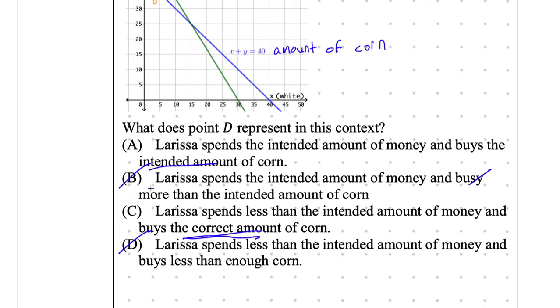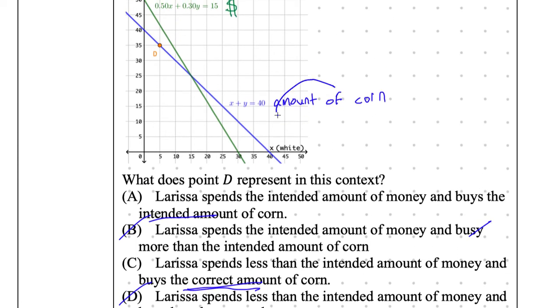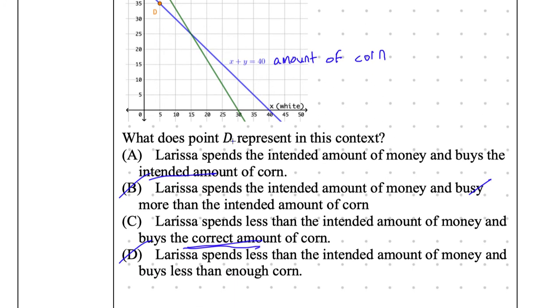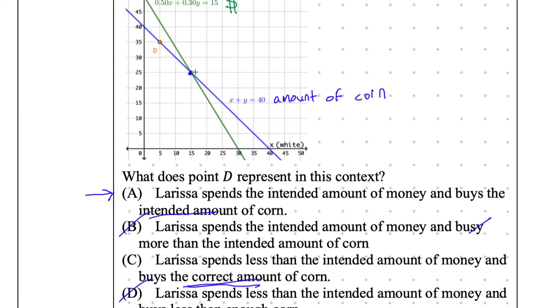So that's why it's between A and C, because we are on this line for amount of corn. That is a solution to the amount of corn. So now the only difference between A and C: A is saying spends the intended amount of money or spends less than the intended amount of money. Well, if you spent the intended amount of money and you got the intended amount of corn, this is the sweet spot. That's saying that is the solution. That's this point right here, and obviously that isn't it.